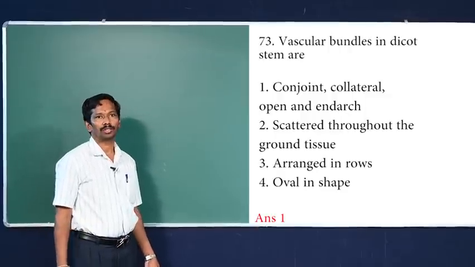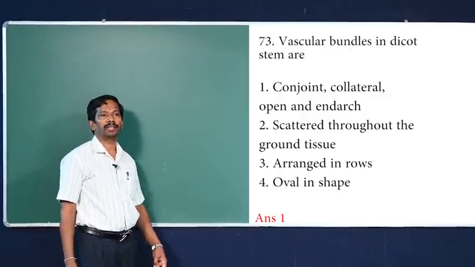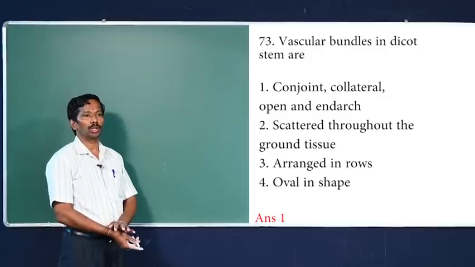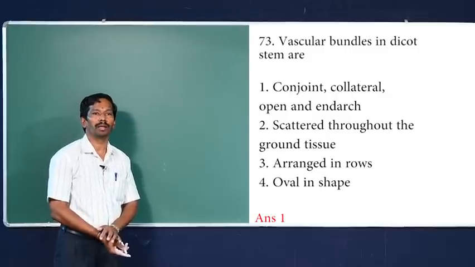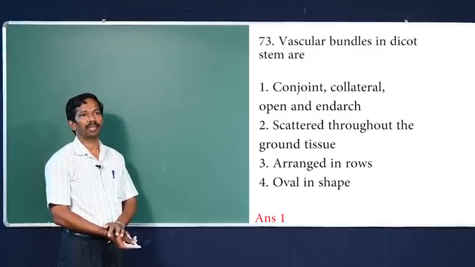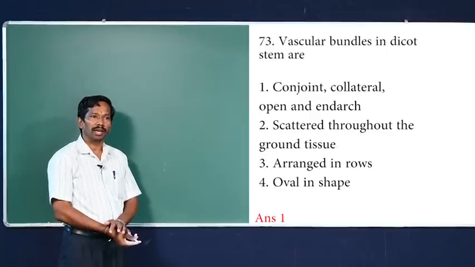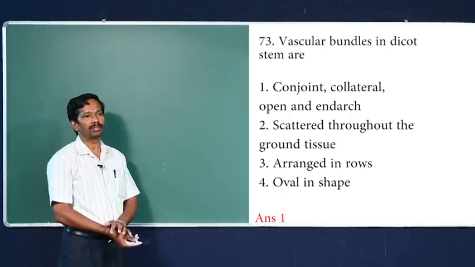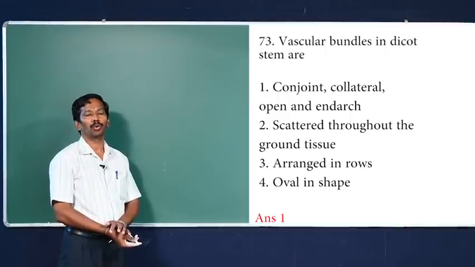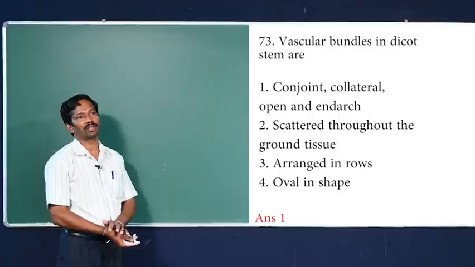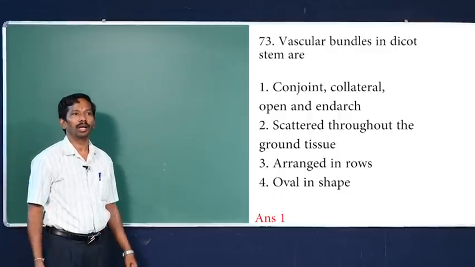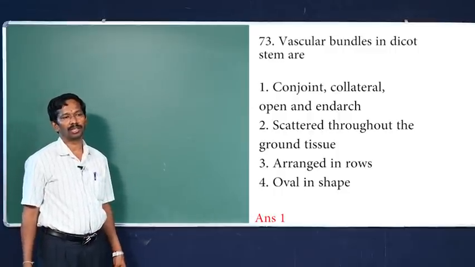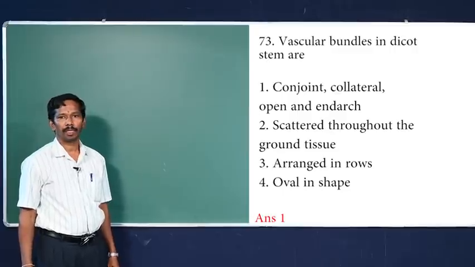Question number 73. Vascular bundles in dicot stem are already explained in the earlier slide also. First option, conjoined, collateral, open and endarch. Second one, scattered throughout the ground tissue. Third one, arranged in rows. And fourth option, oval in shape. The answer is 1. Conjoined, collateral, open and endarch xylem is characteristically found in dicot stem. So answer is 1 for 73.